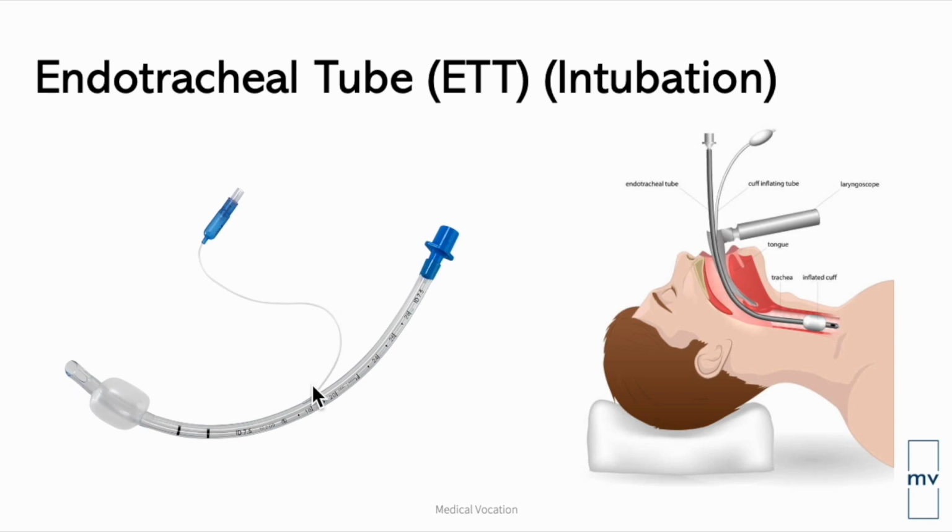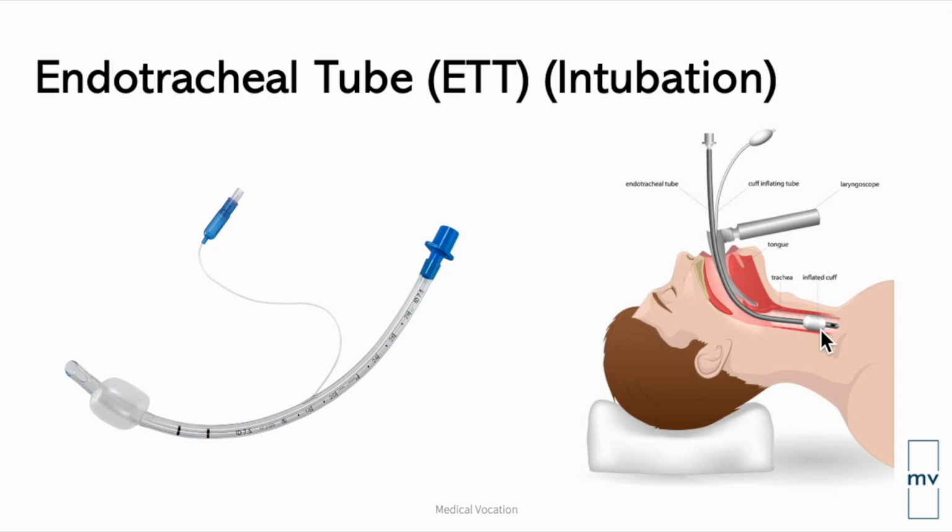As we can see here, this is what the device looks like. There's an inflatable cuff towards the end. Essentially we deflate the cuff and then we insert it in. It can be quite a tricky procedure, which may require quite a few attempts, and it's also quite a lengthy procedure compared to the other airway devices. So essentially we insert it in and then we inflate the cuff and it stays within the trachea.